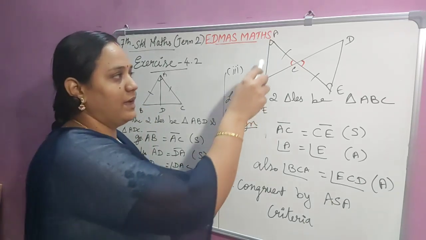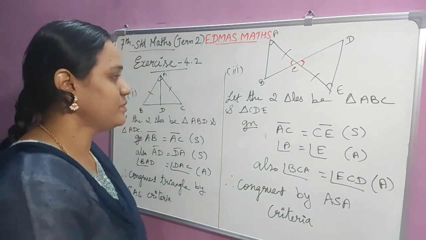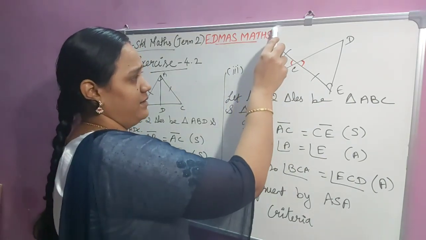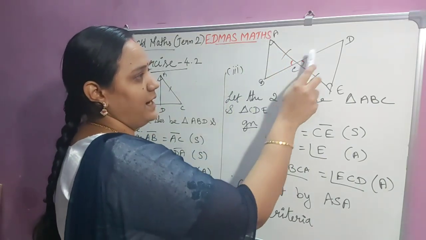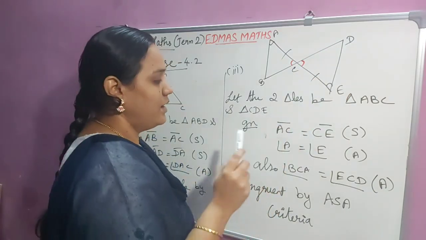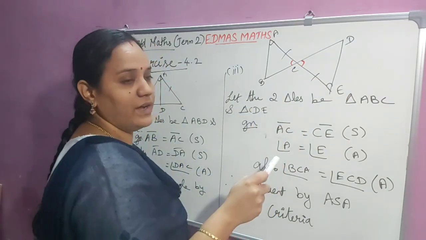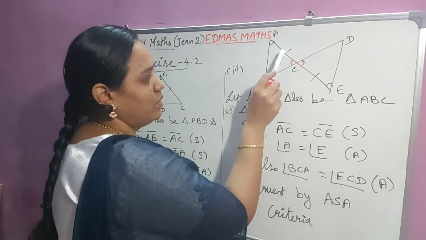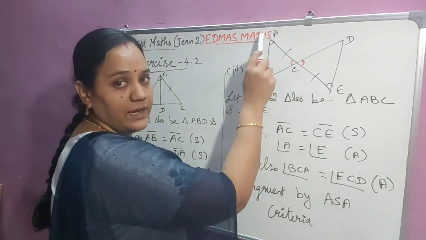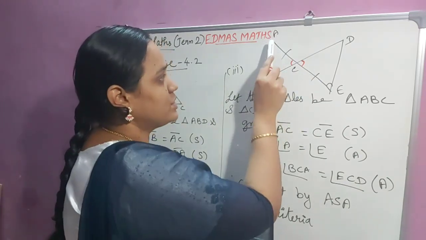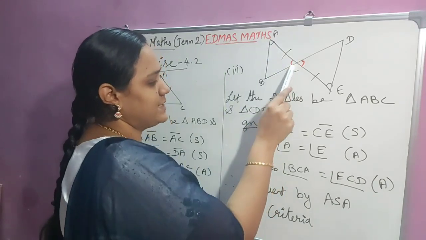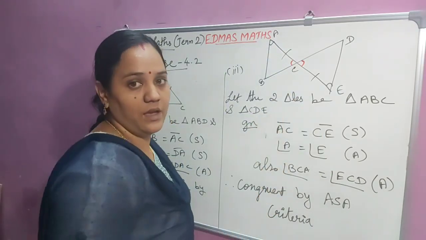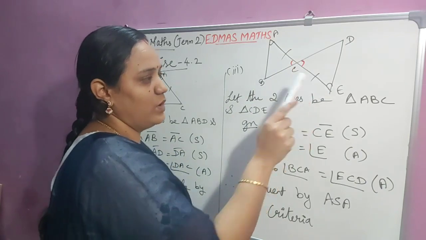So the third option, they have given the diagram like this. So let the two triangles be ABC and DCE. Okay. Now what are all the things given in your problem? That is these two sides are equal and these two angles are equal, they have given. So these two sides are equal, that is AC is equal to CE and also angle A is equal to angle E.